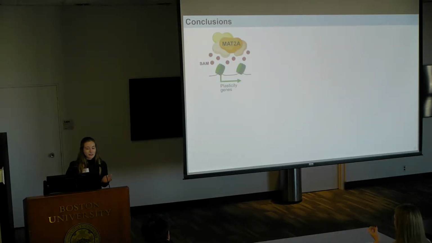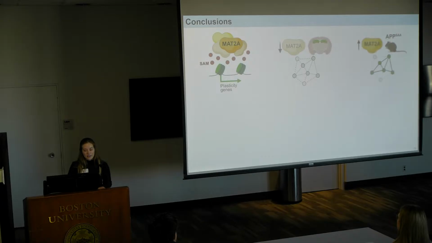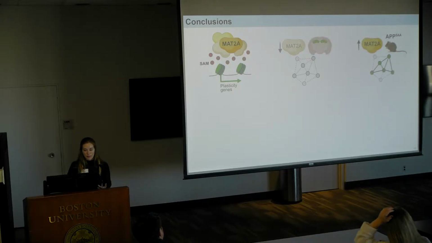So to conclude, MAT2A is binding to chromatin in the brain at plasticity-related genes. Downregulation of this process results in memory deficits, and if you upregulate this process in the hippocampus of this APP-SA Alzheimer's mouse model, you can enhance memory.